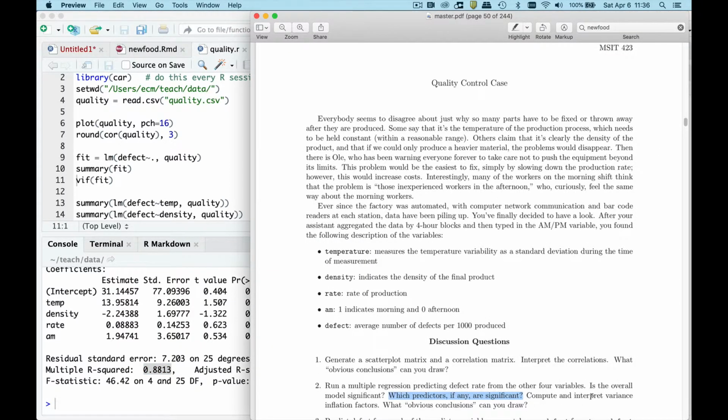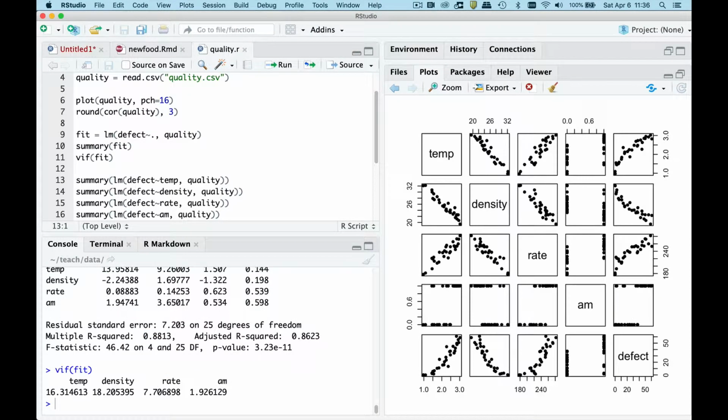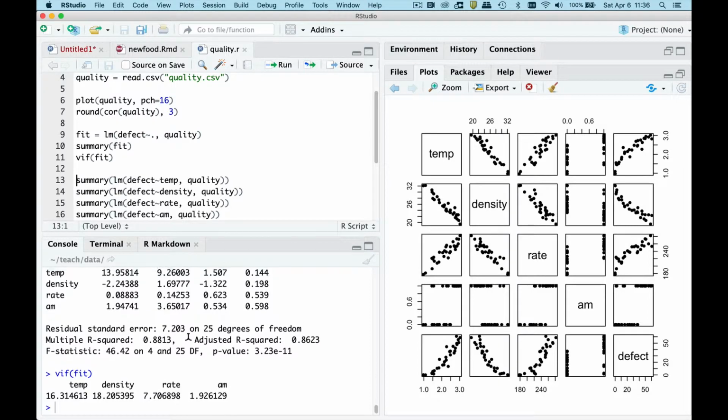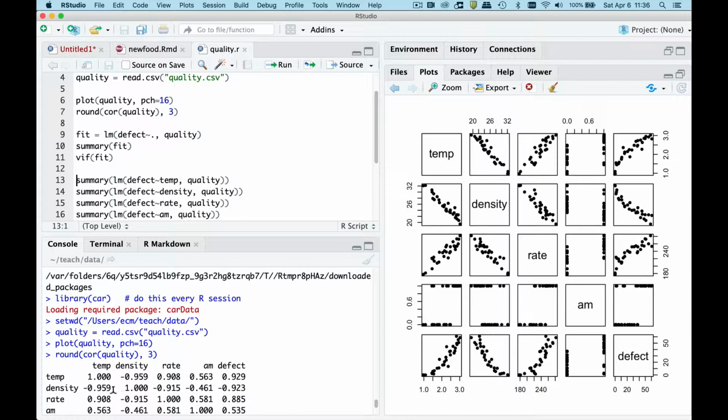So compute and interpret variance inflation factors, and what can we conclude from this? Here are the variance inflation factors, and remember, these tell us how much larger the variances of our slopes are due to the correlations between the predictors, the multicollinearity. If we go back to our correlation matrix, there's a lot of multicollinearity here. These correlations are all very large.